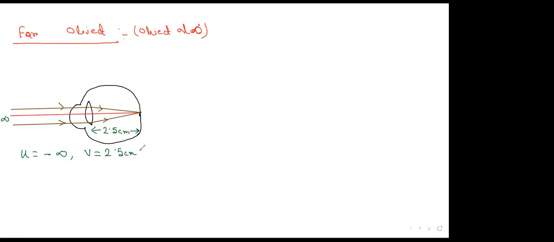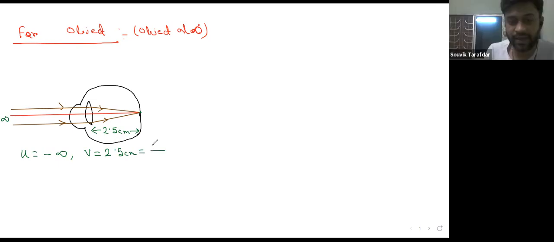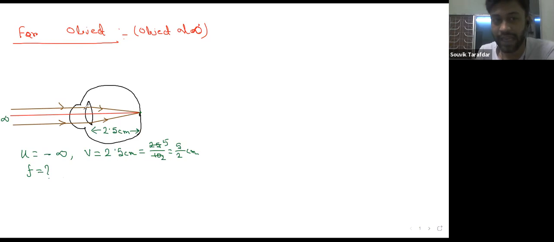Great. I'm writing 2.5 as 25 by 10, which is 5 by 2 centimeters. Now we will find the focal length, and from there we will also find the power. So we will get the power of our lens when we see a far object. Understood?